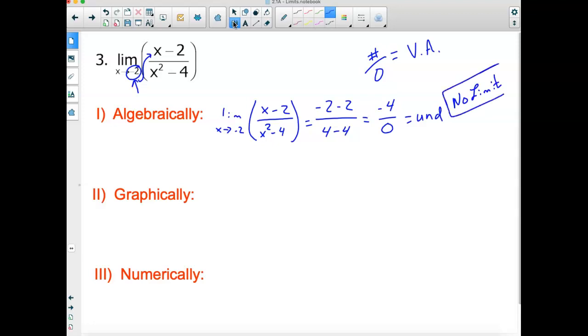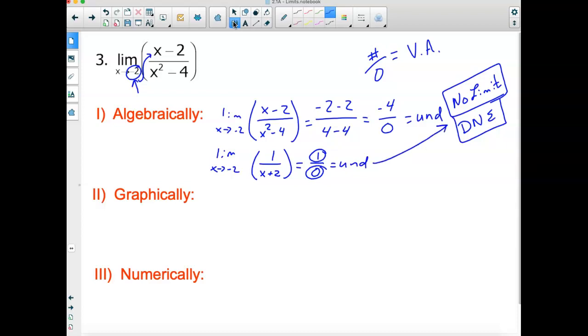Most of my professors preferred DNE. That stands for does not exist, okay? Now, but Mr. Kruger, what if we took our simplified version of it, limit as x approaches negative 2 of 1 over x plus 2? And I substitute that in, I get 1 over 0. Check it out, a number over 0, undefined, okay? Only when it's 0 over 0 does that mean work harder. Undefined, limit does not exist.